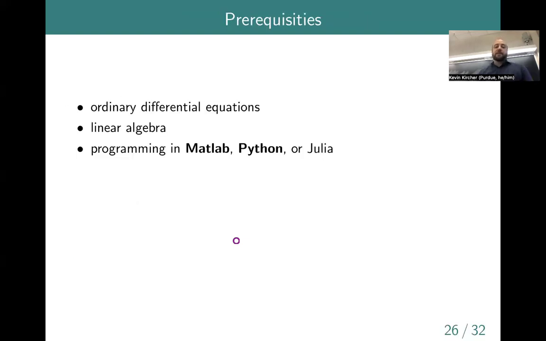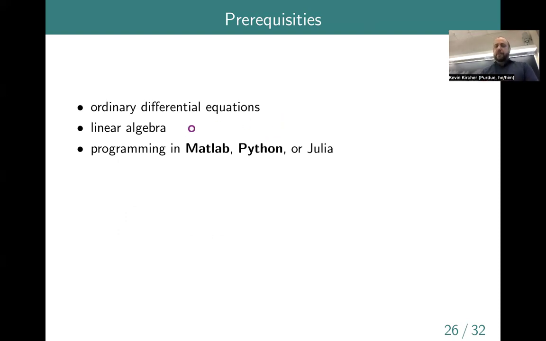Okay, so what are the prereqs for this class? What do I expect you guys to already know? So I think you should have taken an ordinary differential equations class. And again, it's okay if that's 3 years or more in the past for you guys. We will go over how we use ODEs for modeling and how we solve them.